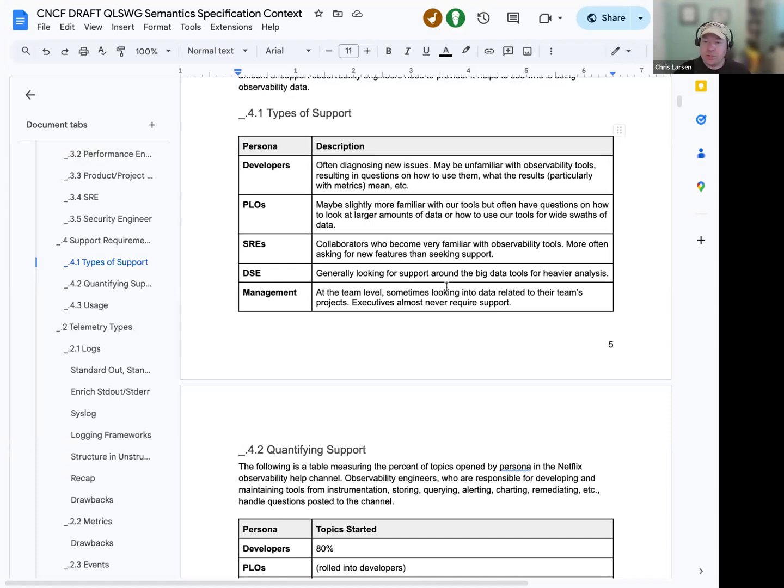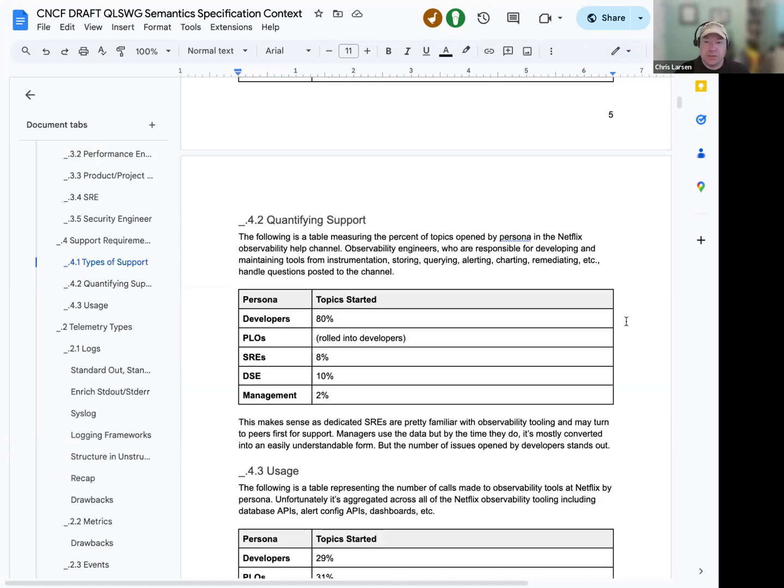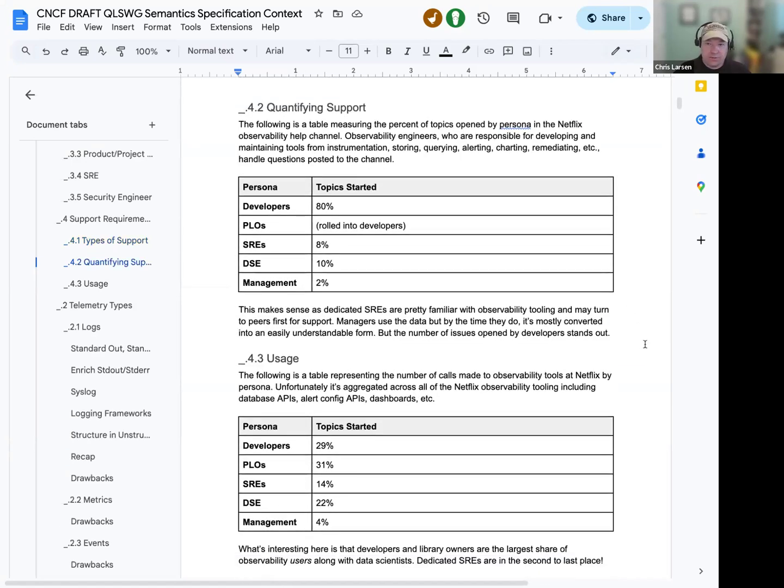And then management, again, they're looking at rolled up data. They almost never actually need support. And then to quantify it, at Netflix, I grabbed some data from our Slack channel. So I looked at it, and actually the developers and PLOs required the most support.